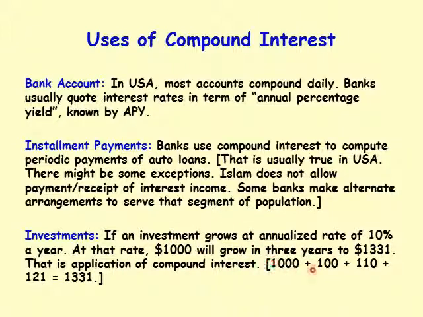So $1,000 plus $100 for the first year is 110, 10% of this running sum. For the second year, 10% of the running sum, and the third year, 121, then 1331. So this is the final value, $1,331, and the interest is $331. $1,000 was the original principal. Okay, let's continue.